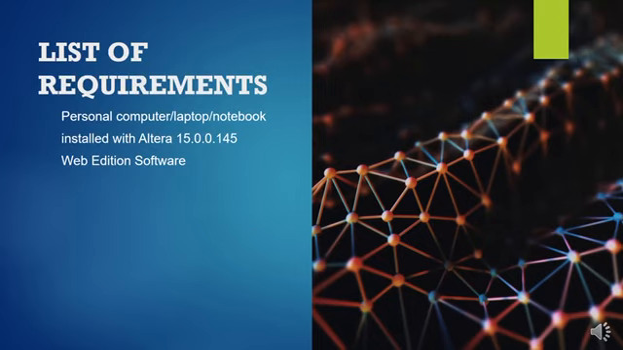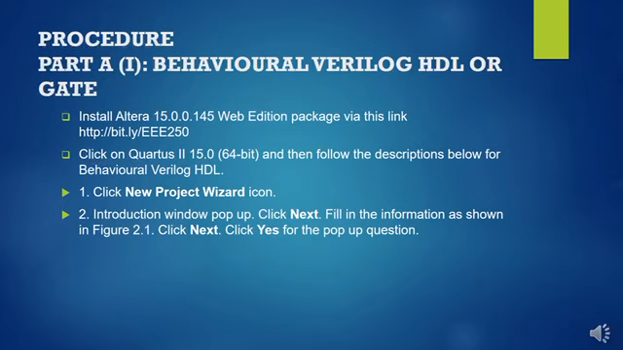The main apparatus for this experiment is a laptop, personal computer, or notebook, with pre-installed Altera Web Edition software. Now, let's move to the procedures. For procedure Part A, the first part is Behavioral Verilog Hardware Description Language, or GATE.